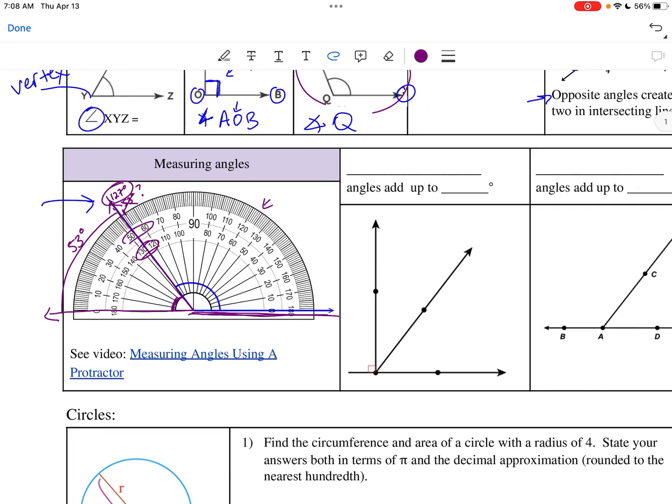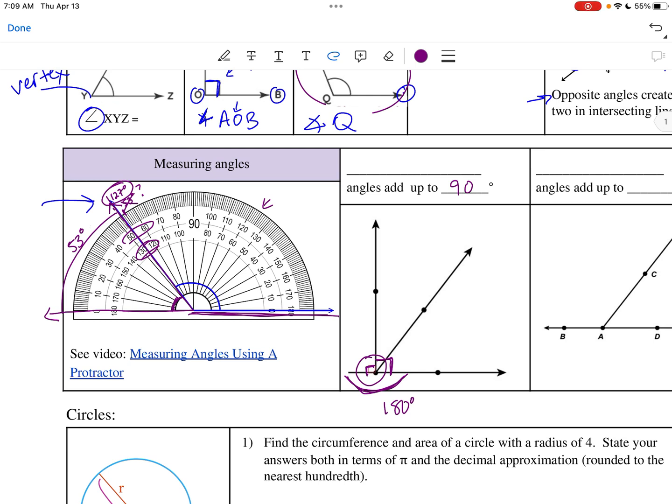Okay, and let's see. Now we're going to look here at angles that add up to 90 degrees. This little symbol means 90 degrees when you put a little corner on an angle. Since that side is 90, we know this side must also be 90, because altogether it's a straight line, and straight angles are 180 degrees. So both sides must be 90 degrees.